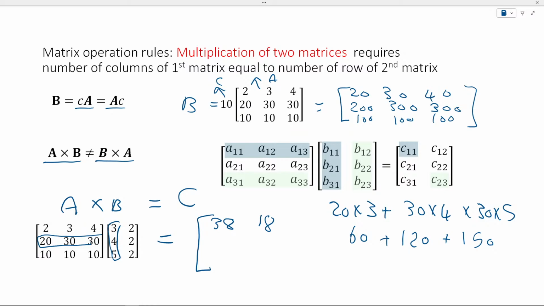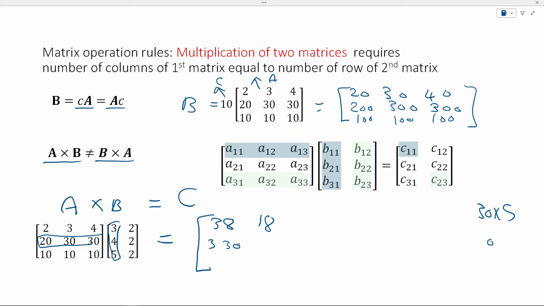So if we did this, that will give us 180 plus 150. That is 180 plus 150. That's 330. So that will be 330. Yeah. Okay.